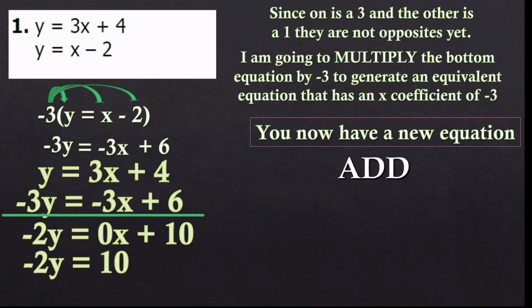Well, now you're able to solve. You divide both sides by negative 2 so that y equals -5. But remember, you're not done.